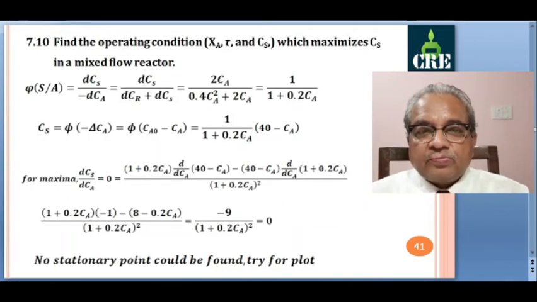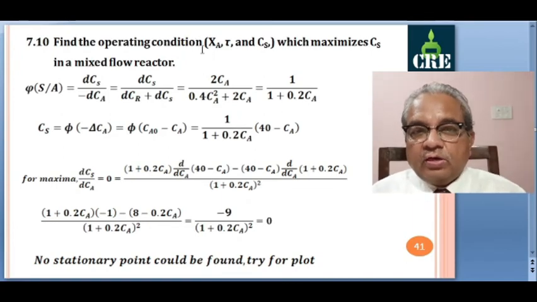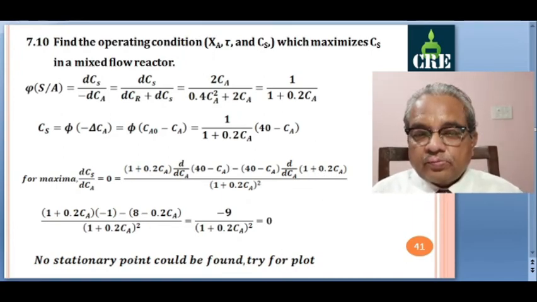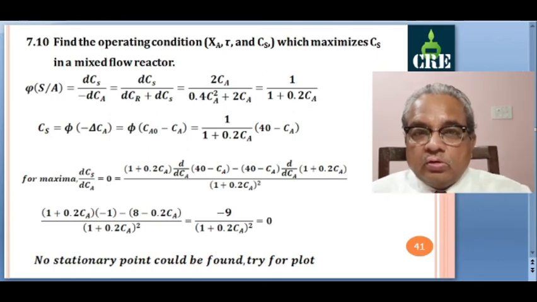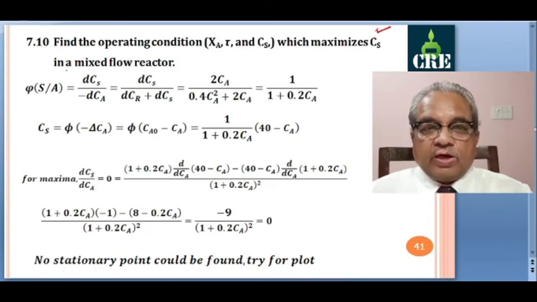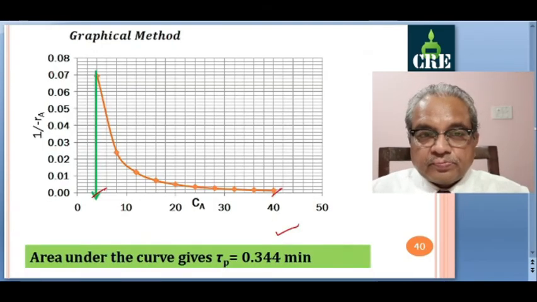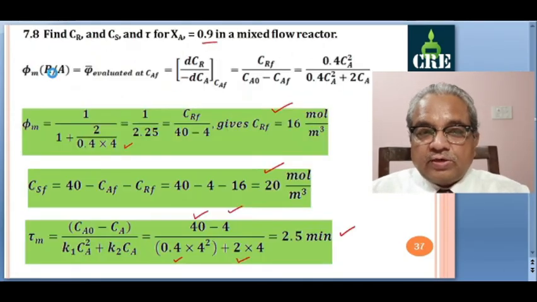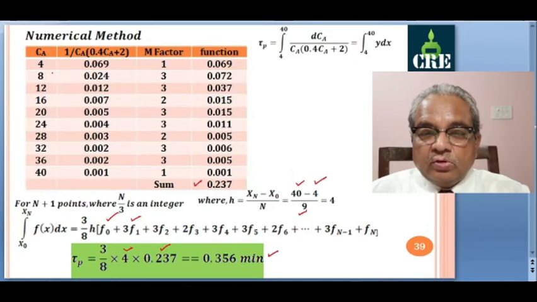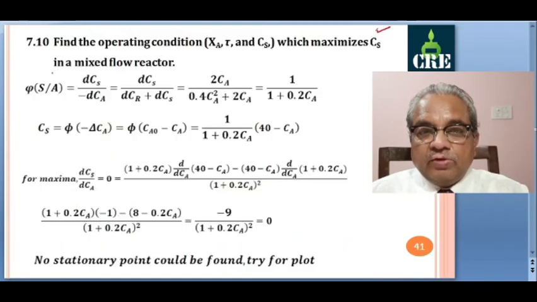Next, 7.10. Find the operating condition XA, tau and CS which maximizes CS. CS is the desired product in a mixed flow reactor. Okay, for these reactions, CS is now desired. Earlier we found CR and CS, and we have also found these taus by various methods.